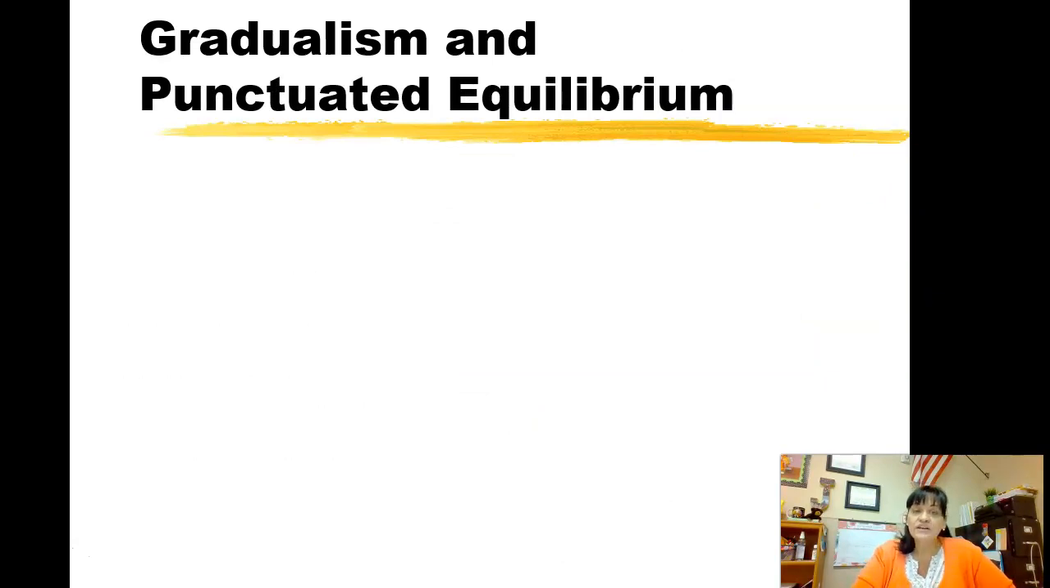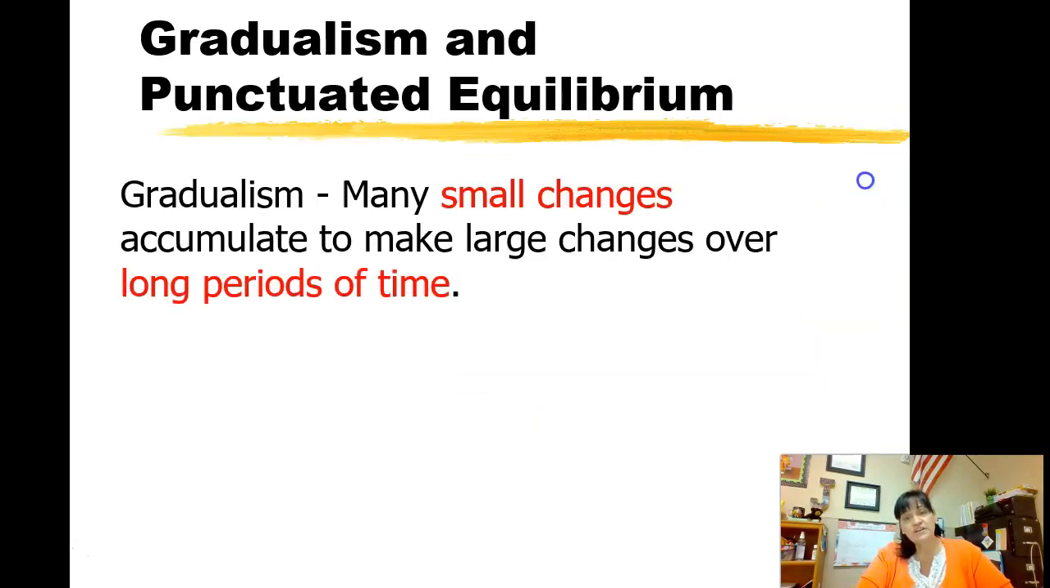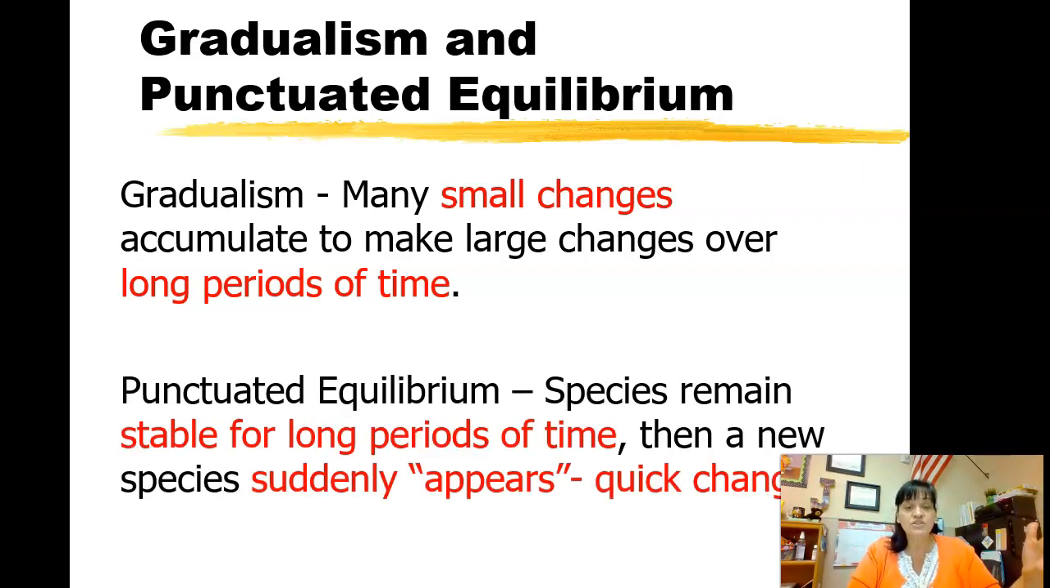We have gradualism and punctuated equilibrium also. So gradualism is many small changes that accumulate to make large changes over long periods of time. So this happens very gradually, just like the word. Then we have punctuated equilibrium, which means it's stable for kind of long periods of time, and then a quick sudden species appears to make a quicker change. Okay.